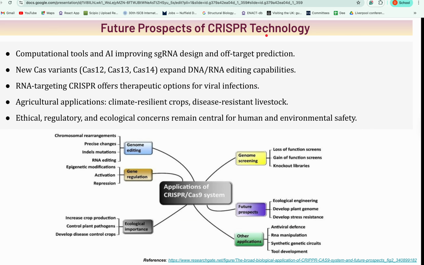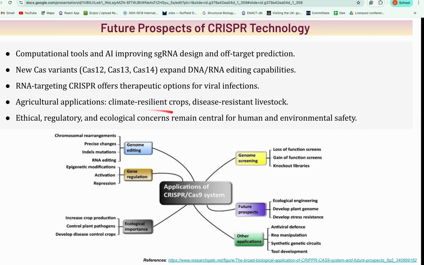Now, what are the future prospects of CRISPR technology? Computational tools and AI are improving the single guide RNA design and off-target predictions. There are new Cas variants coming up, such as Cas12, Cas13, and Cas14, which expand the DNA and RNA editing capabilities. Because when we were talking about Cas9, it can only target DNA. Now these variants can target both DNA and RNA. RNA-targeting CRISPR offers therapeutic options for viral infections, because there are certain RNA viruses, so we can target them with the help of these newer Cas proteins.